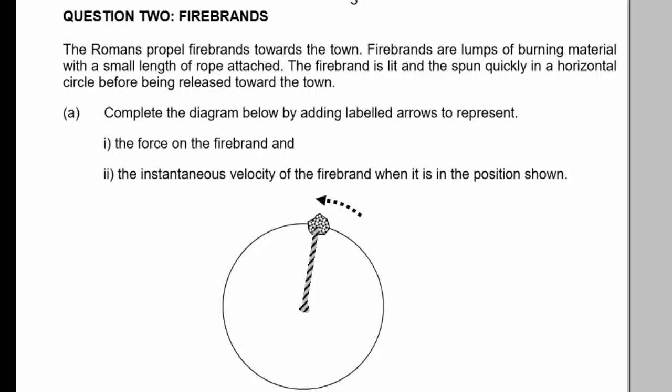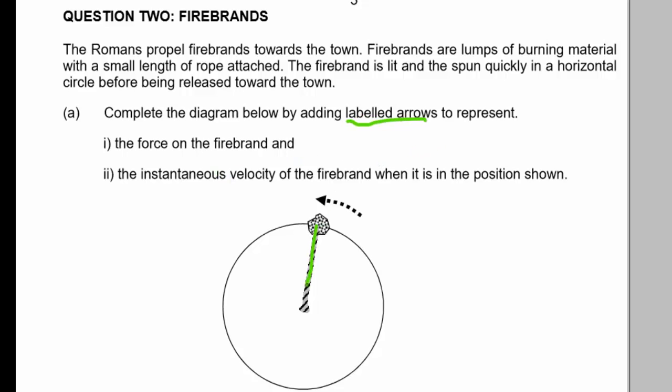Question 2, fire brands. The Romans propel fire brands towards the town. Fire brands are lumps of burning material with a small length of rope attached. The fire brand is lit and spun quickly in a horizontal circle before being released towards the town. Complete the diagram below by adding labelled arrows to represent the force.